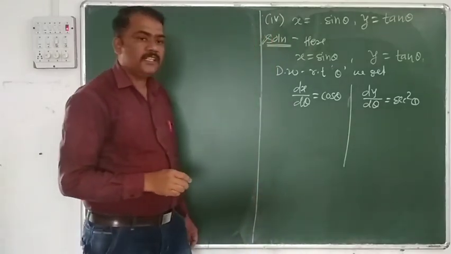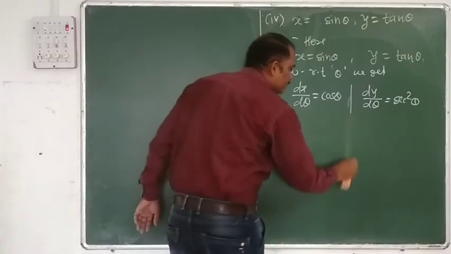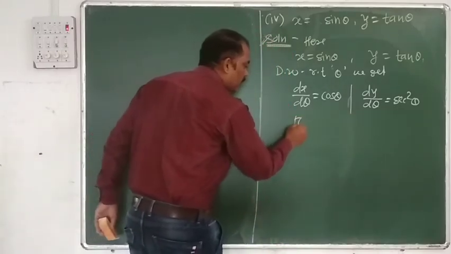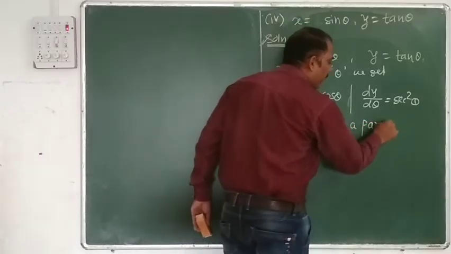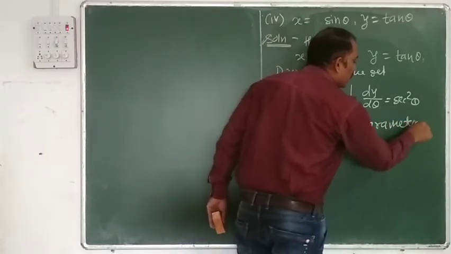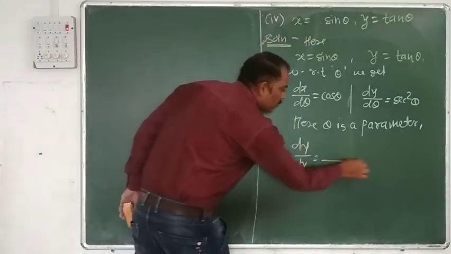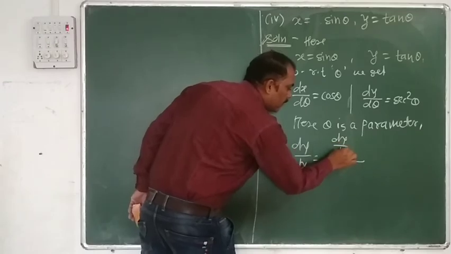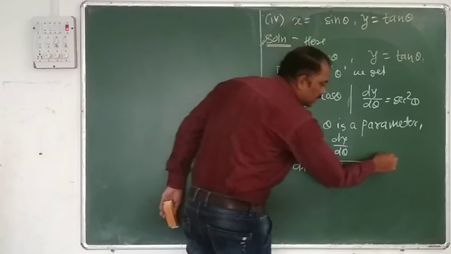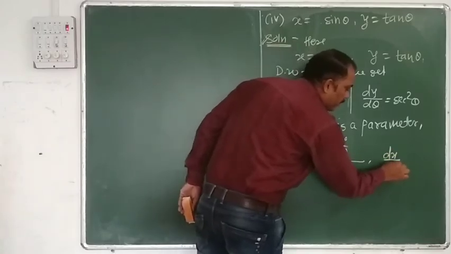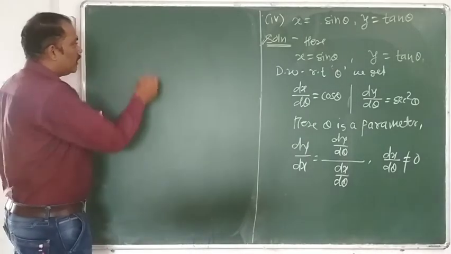Derivative of tan theta is nothing but sec square theta. Here theta is a parameter. We can write dy by dx is equal to dy by d theta divided by dx by d theta, with the condition that dx by d theta is not equal to 0. Now we have to substitute the corresponding values.